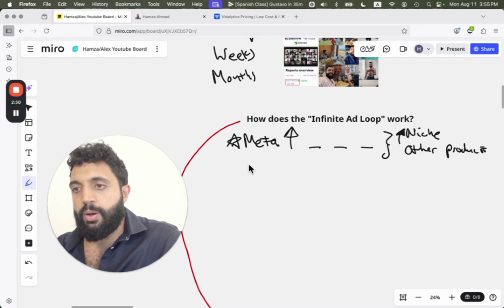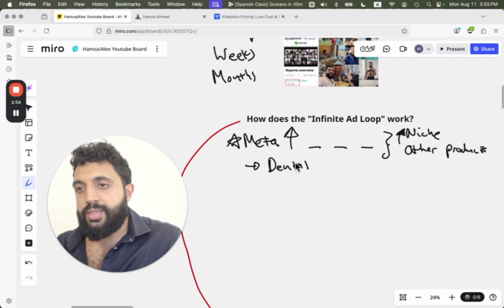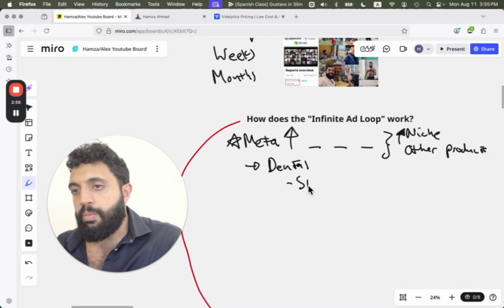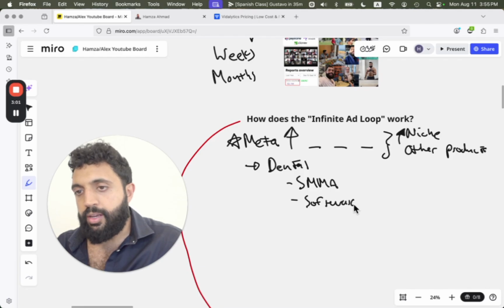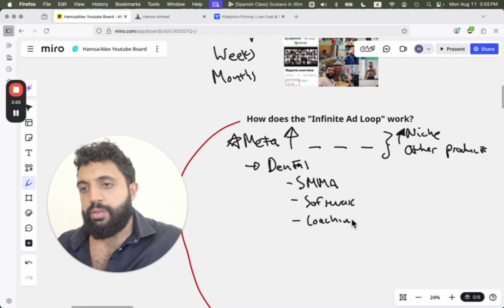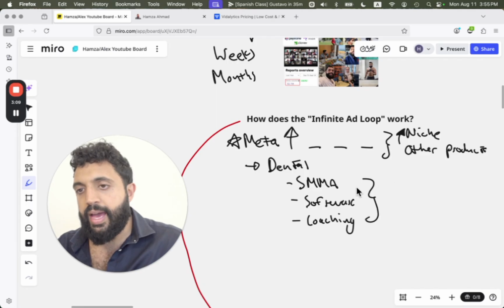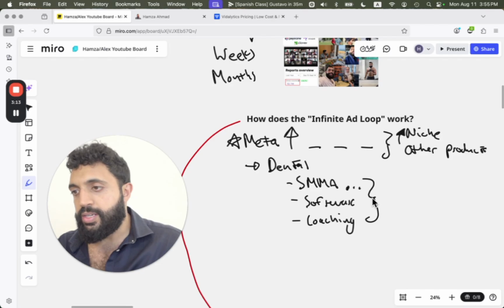So let's say, for example, you're in the dental niche. Well, guess what? Dentists aren't just being sold marketing agency services. They're being sold software, right? They're being sold coaching programs. They're being sold a lot of things. And so you're competing with all these people and the ones that are in your direct space for their attention.